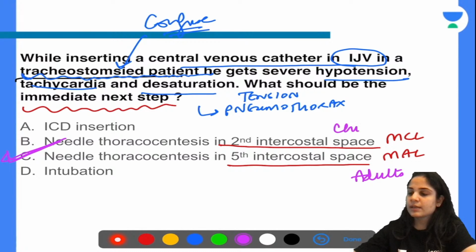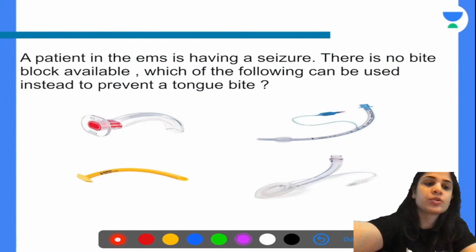A patient in the emergency medical services is having a seizure. There is no bite block available. Which of the following can be used instead to prevent a tongue bite?